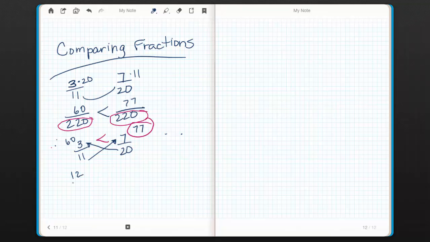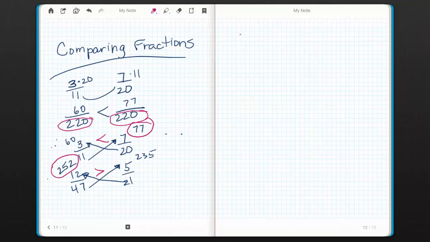How about 12 over 47 compared with 5 over 21? I don't even want to know what that denominator is, but let's focus on the numerators. 47 times 5 is like half of 47 times 10, which is 235. And 21 times 12 is like 12 times 20 plus 12 times 1, which is 240 plus 12. 252 is slightly bigger, and therefore 12 over 47 is greater than 5 over 21.